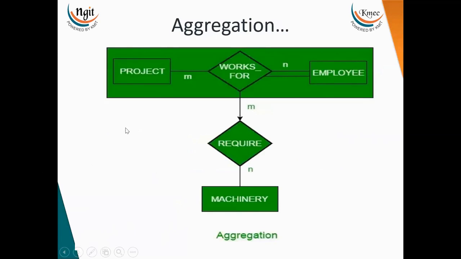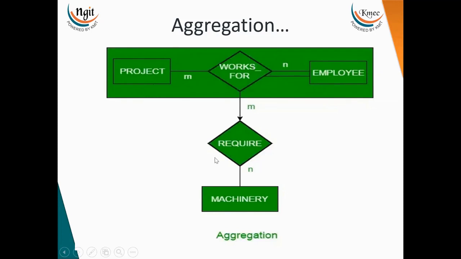In this example, we can find there are three entities, namely project, employee, and another entity, say machinery. Assume that there is an entity in which we are storing the details of several employees. Now, in this relation, an employee has a relationship with the project, and the name of the relationship is works for. This denotes that an employee is working for a project. An employee can work for a project, or a number of employees may work for many projects, right? It can be a total or a partial relationship.